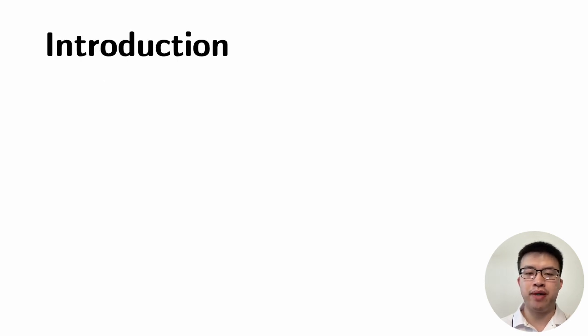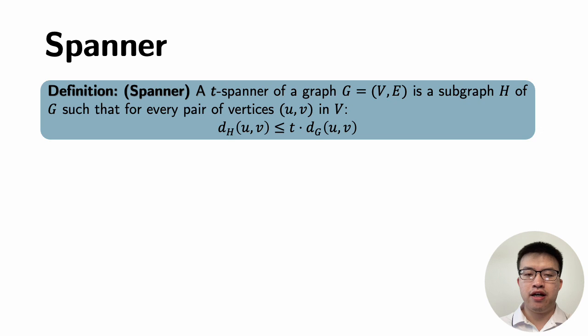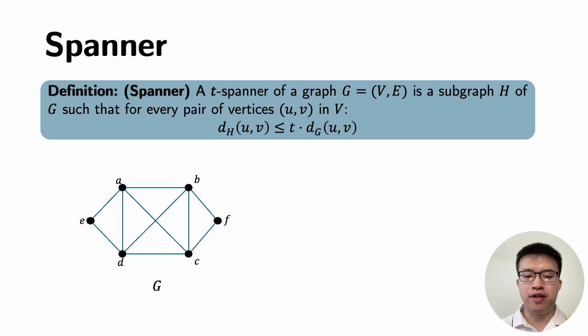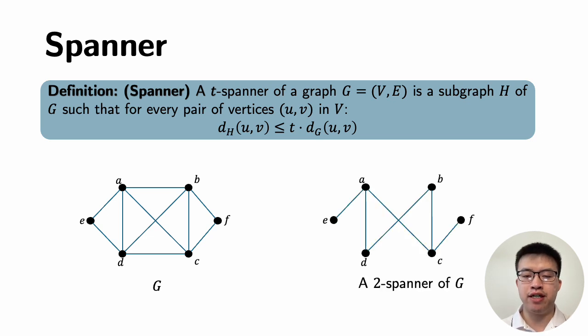Okay, let's move to the first part. A spanner of a graph G is a subgraph, a subgraph of G, that preserves the distance between any two vertices up to a parameter t. So in this picture, this is a graph G, and the right picture is a 2-spanner of G. The definition of a spanner still works with a weighted graph, and in this case, every edge has weight 1.